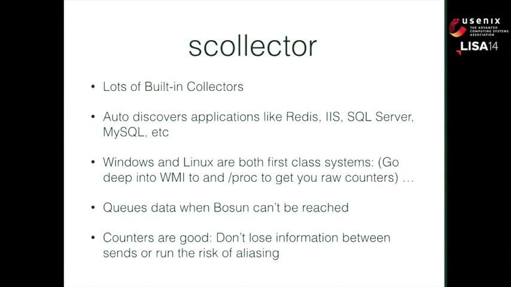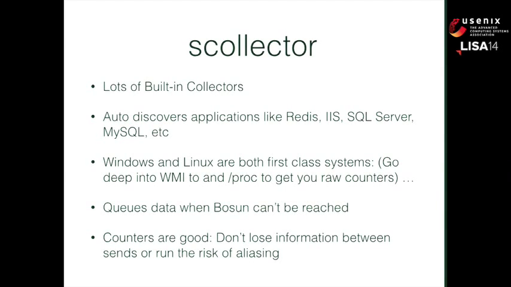We can't treat either one of them as second-class citizens, so in Windows, we're going deep into WMI raw performance counters. In Linux, we're going to proc. We're getting the data as best we can from both systems. And it's a single binary, so no library dependencies, none of that. You don't need to have Ruby or Python installed or the right version of either of those.